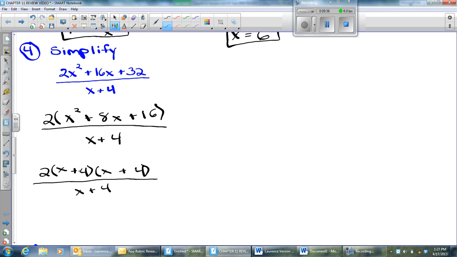Now, you might be tempted to cancel all 3 of these, but you cannot. You can only cancel one at the top with the one in the denominator. If it was x plus 4 times x plus 4 in the denominator also, then you would be able to cancel both of them. But in this case, you can only cancel one. So our final answer is 2 times x plus 4. Some of you distributed the 2, which is fine, or you could write 2x plus 8. And that's the final answer simplified. It doesn't equal anything. We're just simplifying.